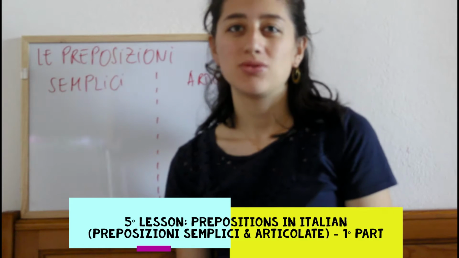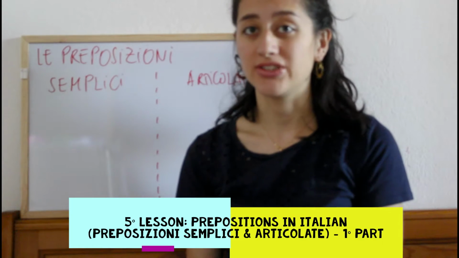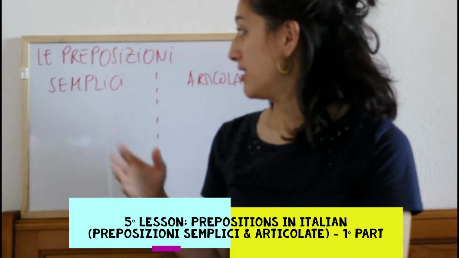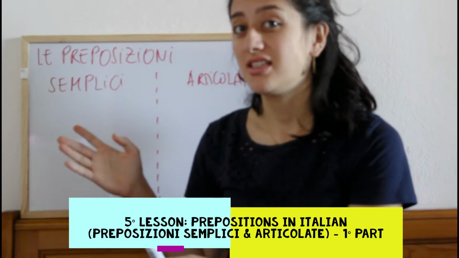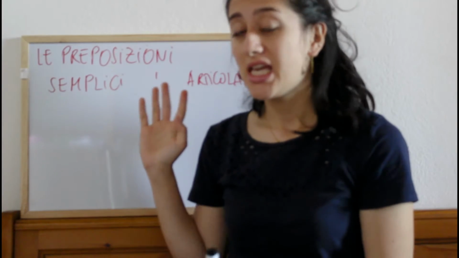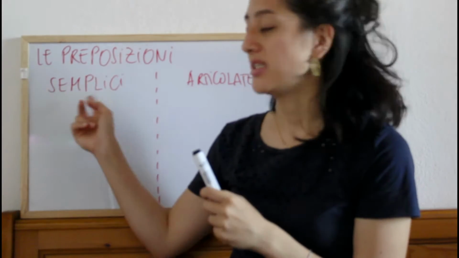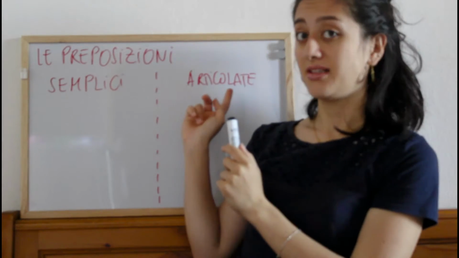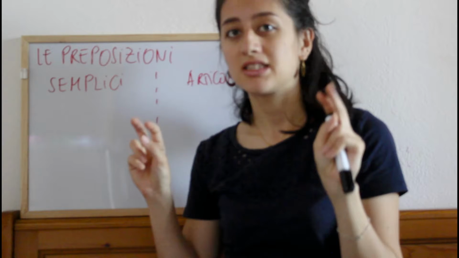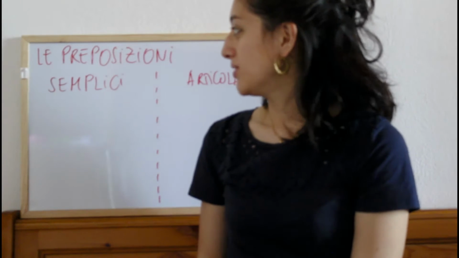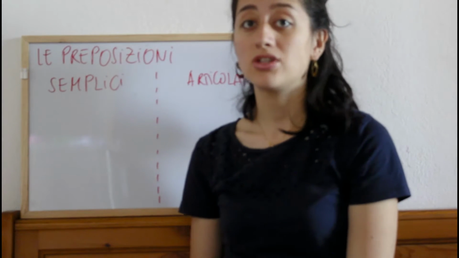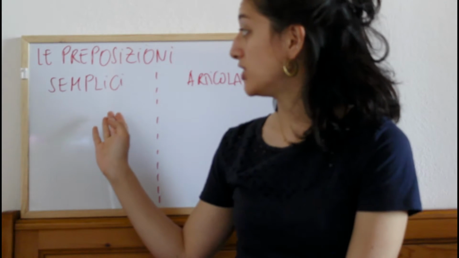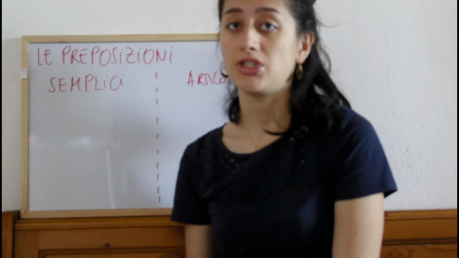In this lesson I want to teach you the prepositions in Italian. We have two kinds of prepositions in Italian. First of all, prepositions in Italian is preposizioni, and we have two kinds: preposizioni semplici, simple prepositions, and preposizioni articolate, like complex prepositions. You will see that it's very simple actually to get from the simple preposition the complex prepositions.